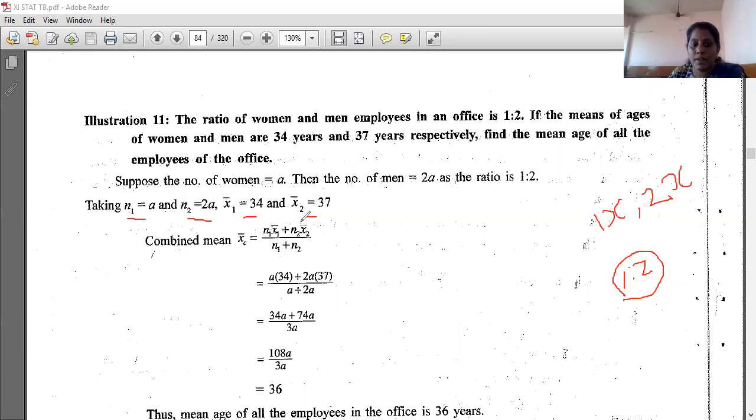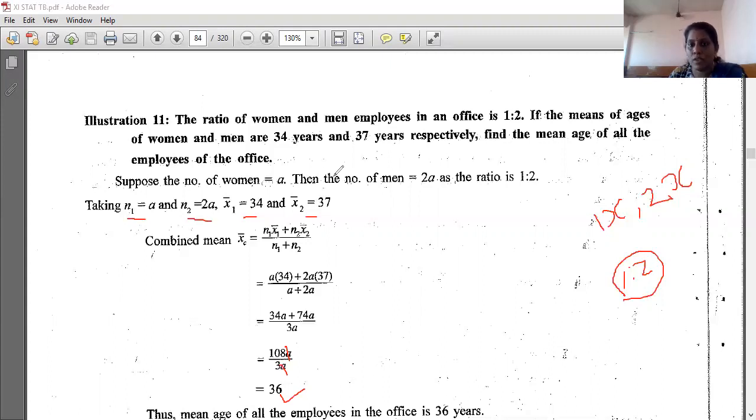So n1 x bar 1 plus n2 x bar 2 upon n1 plus n2. So n1 is a into 34 plus 2a into 37 divided by a plus 2a. So that comes to 34a plus 74a divided by 3a. That is 108a upon 3a. So a and a will cancel. So on dividing, you will get the answer 36. Right. So in the last what you have to write: therefore the mean age of all the employees in the office is 36 years.